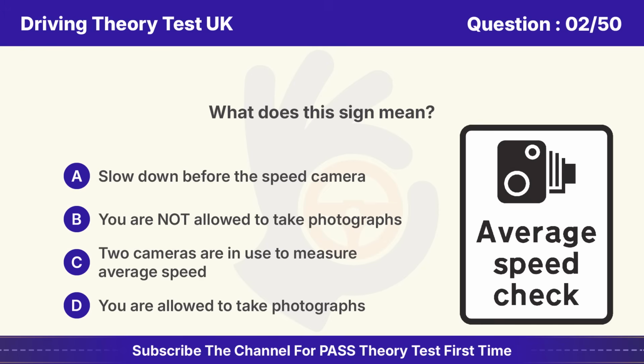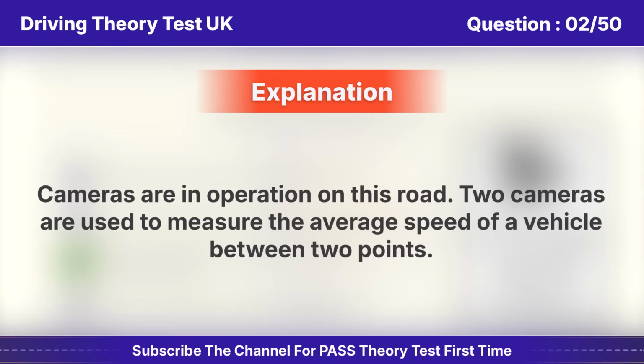Question 2. What does this sign mean? Option A. Slow down before the speed camera. B. You are not allowed to take photographs. C. 2 cameras are in use to measure average speed. D. You are allowed to take photographs. Answer is C. 2 cameras are in use to measure average speed. Cameras are in operation on this road. 2 cameras are used to measure the average speed of a vehicle between 2 points.